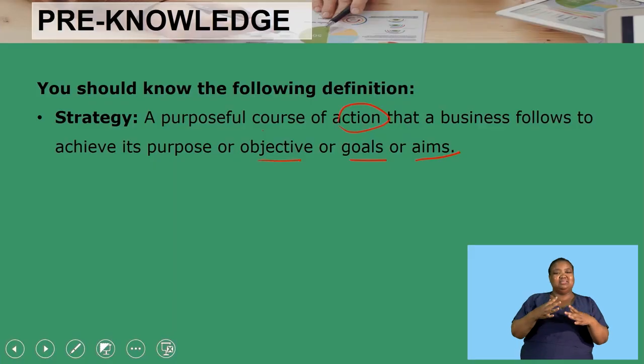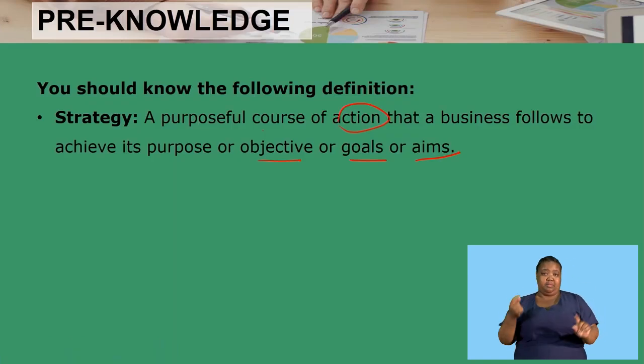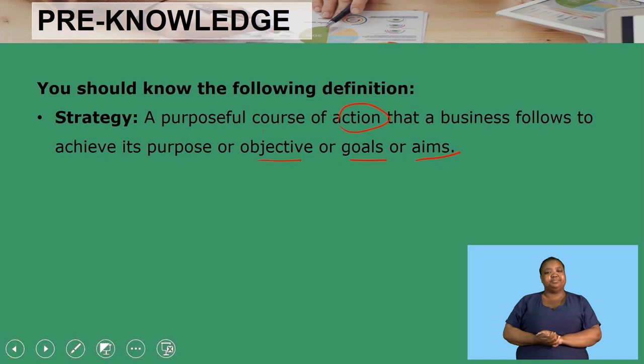Sometimes their secondary aim could be to give back to the community, or sometimes it could be to solve any problem that the country maybe is facing. So that could be the goal of a business. So a strategy is a purposeful course of action that a business follows to achieve its purpose or objective or goals or aims.